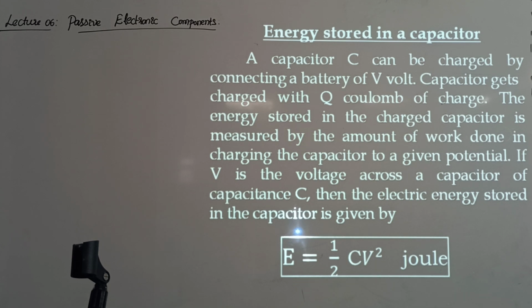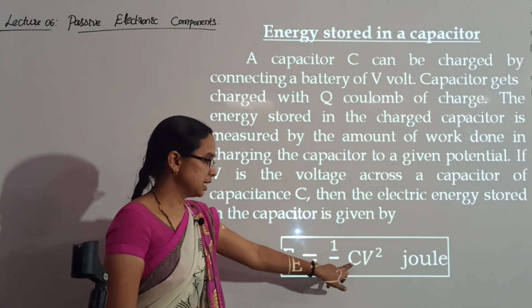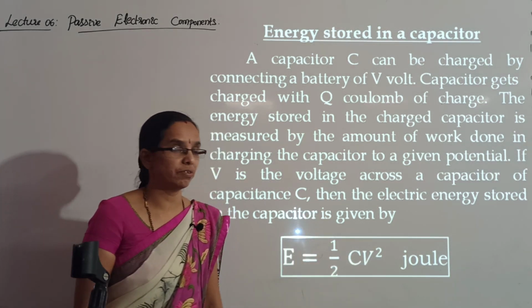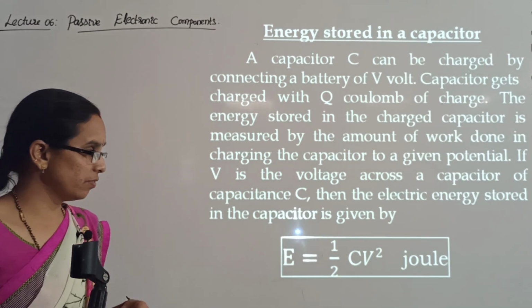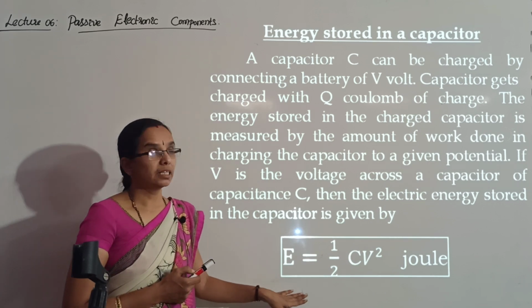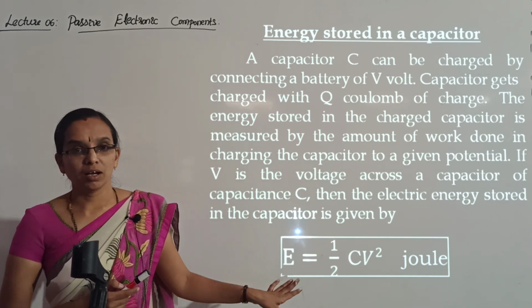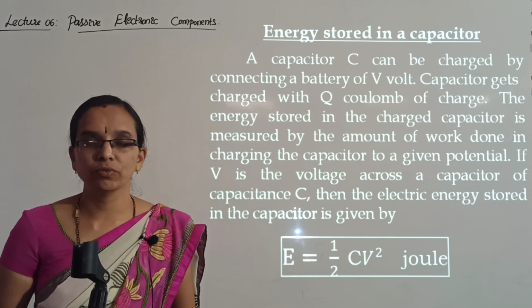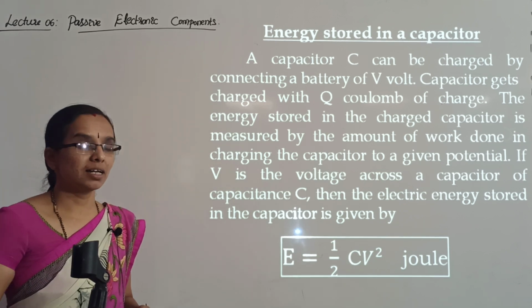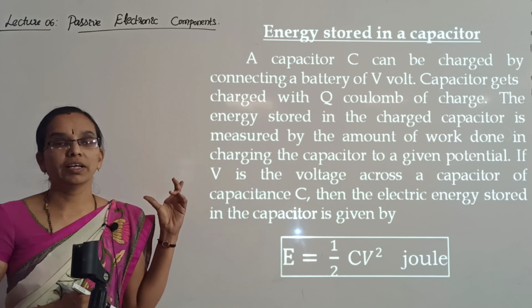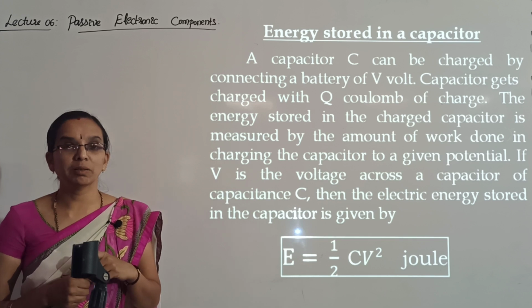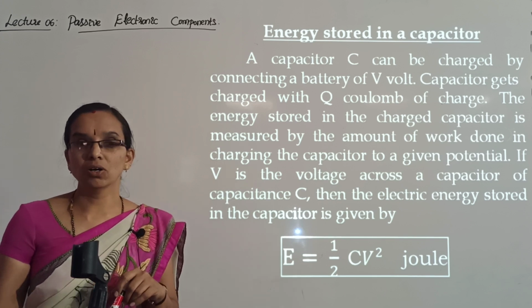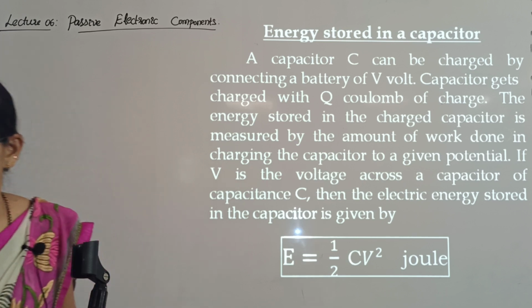Yes, it is. Energy stored in the capacitor is equal to half CV square, where C is the capacitance of the capacitor and V is the voltage across the capacitor. There is no derivation, only the direct formula is given. This is a very important formula, where problems will be asked. What is the energy stored in the capacitor having this capacitance, when the voltage across it is this much? Calculate the energy stored will be the question. So we will also solve problems on that.